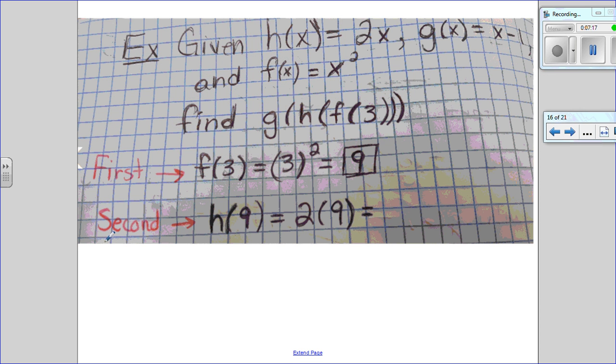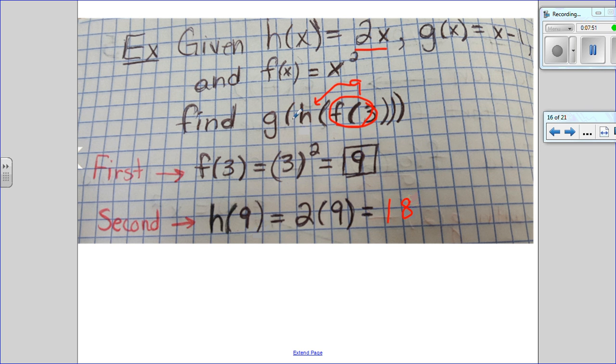So there's my 9. My second step, now that I have 9, so this whole thing right here, sorry about that, it should be a perfect circle, but this whole thing is now 9. So I'm going to plug 9 into the next one, into h. Okay, so h of 9, I look at my h function, it's right here, 2x, 2 times 9. So wherever I have an x, I'm going to put that 9. And this is an easy calculation. 2 times 9 is just 18.